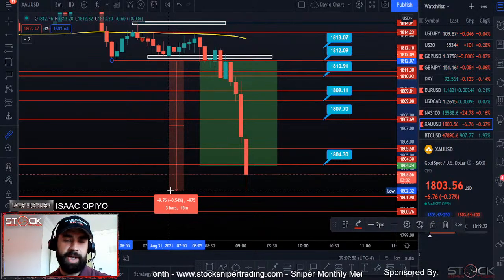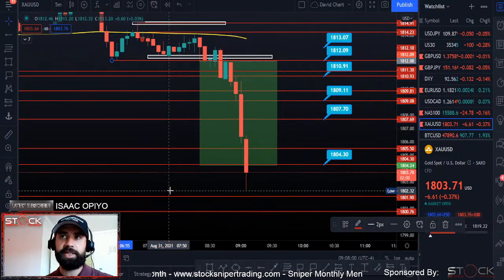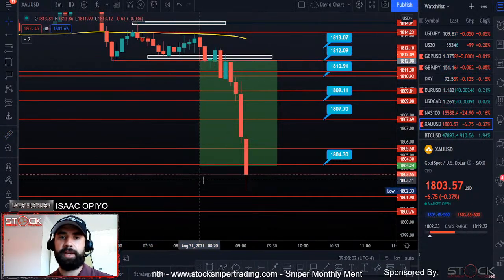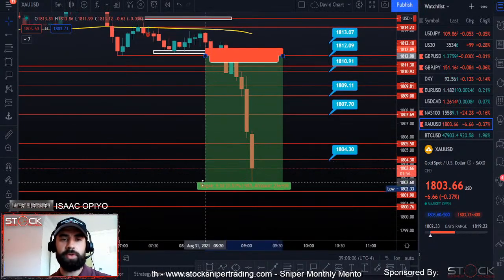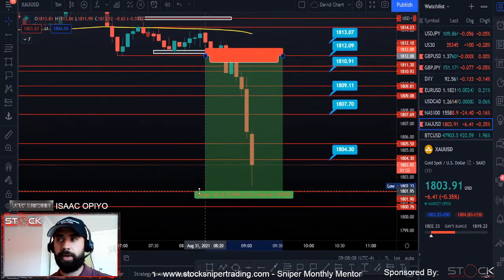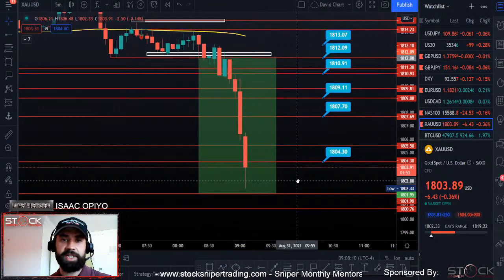That trade ran 97 pips. Okay, 97 pips, $9.75. Every $1 is 10 pips on gold. If you guys are not too familiar with gold, some people get really scared of gold, which I understand why. But this is 97 pips.